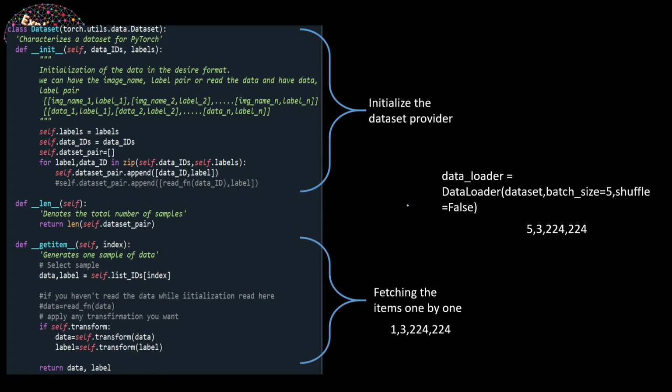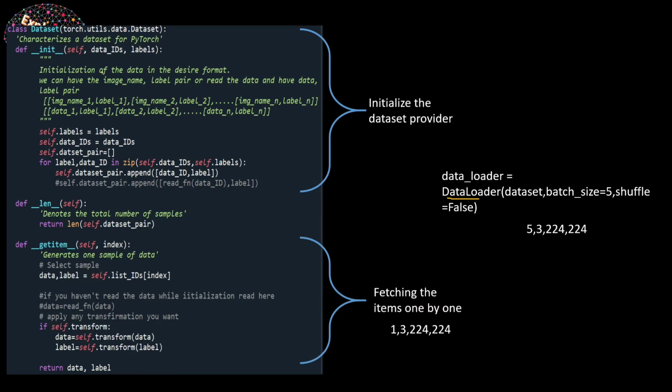Now we can define a data loader using this data generator function that we just saw. And Torch has a module for the data loader called DataLoader. What it does is basically take this data generator module.